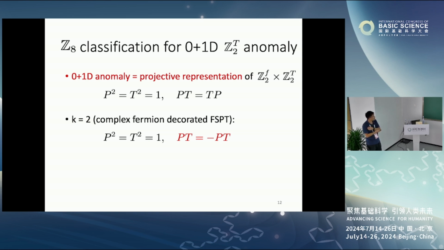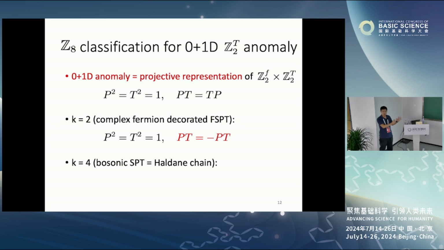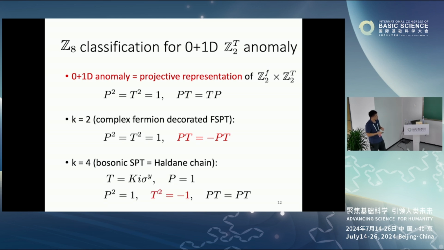Therefore, it is a projective representation of this direct product. And similarly, if we consider this k equals 4 case, which is the Haldane chain case, we have 4 Majorana fermions on the boundary, and 4 Majorana fermions become 2 complex fermions. And we can also add an additional symmetry to break this 4-fold degeneracy into 2-fold degeneracy, with both of these two ground states being fermion parity even. So it's a bosonic state. And this bosonic state is realized by this symmetry. So T becomes the Kramers degeneracy action, and P, since it's bosonic, is always 1. So therefore, we find that T squared is minus 1, simply from Kramers degeneracy.